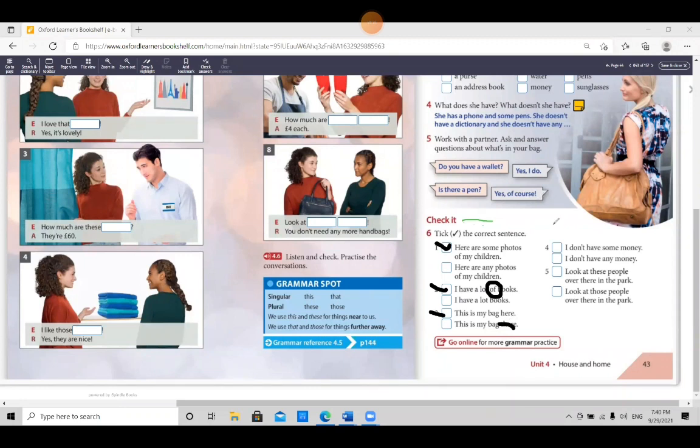Okay, number 4. I don't have some money. I don't have any money. The second one is correct. The second, because we have negative.